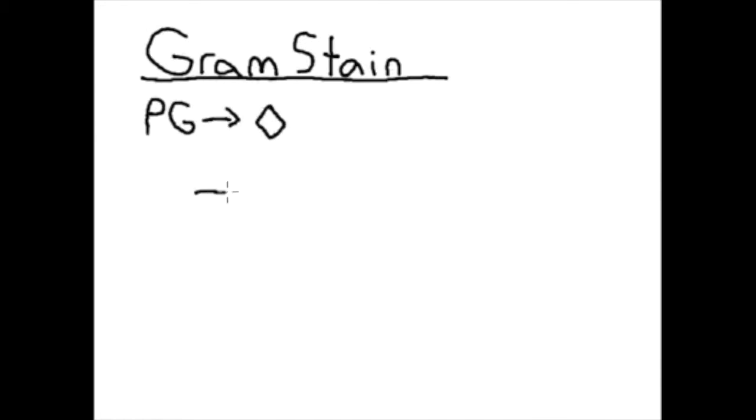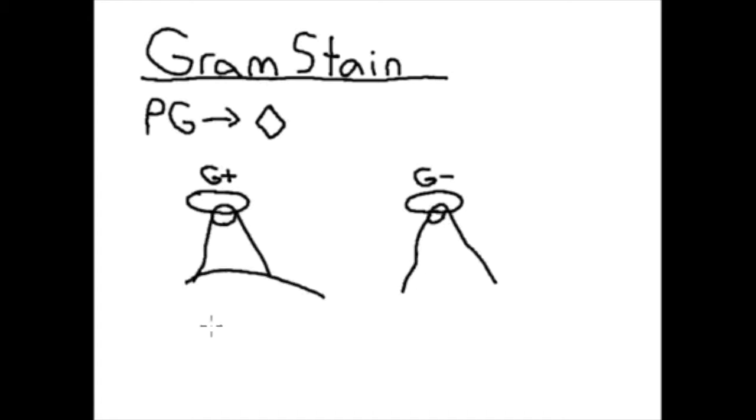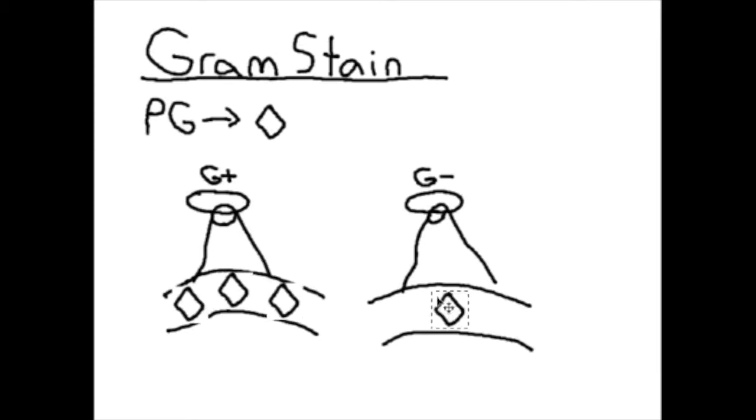Bacteria which have large amounts of peptidoglycan are said to be gram-positive, whereas those with small amounts are said to be gram-negative. As a result, when we perform a gram staining procedure, gram-positive cells retain the gram stain and gram-negative cells do not.